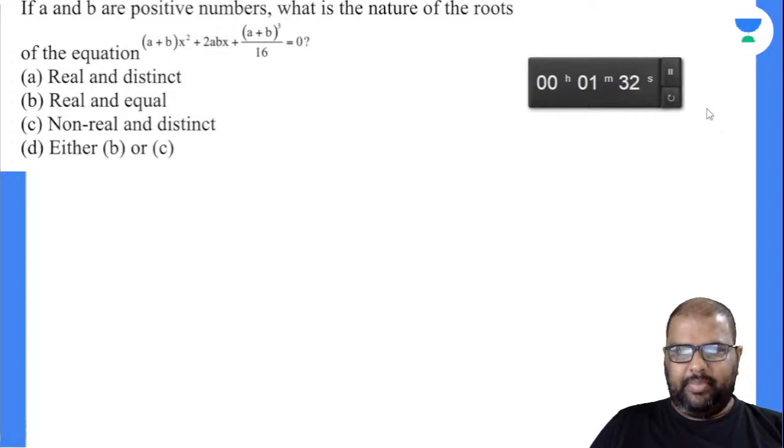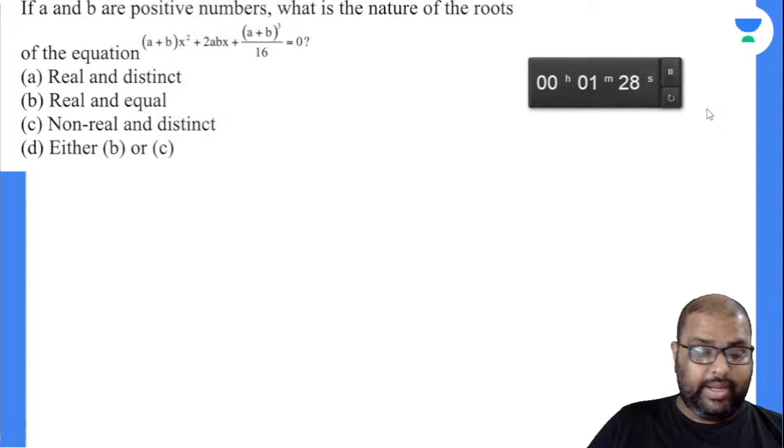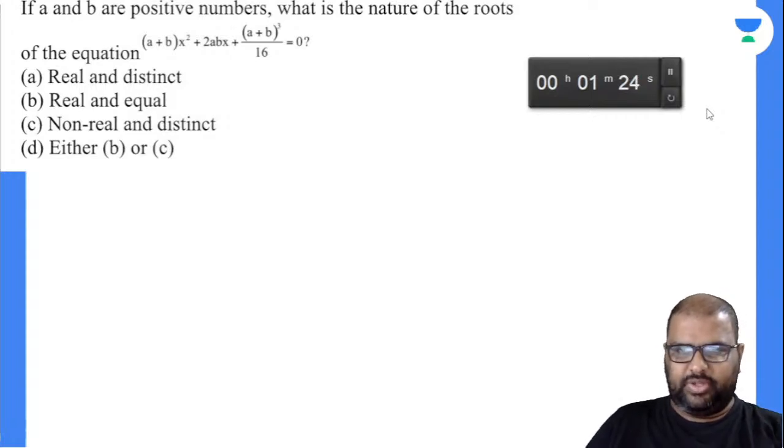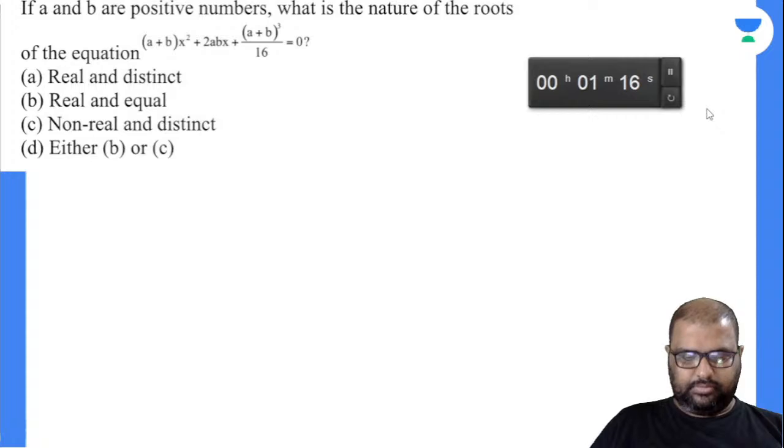If a and b are positive numbers, it seems, so no negatives, no zeros, what is the nature of the roots of the equation? Means you have to find the discriminant value here. So how many of you got this idea, right? Discriminant is b square minus 4ac.